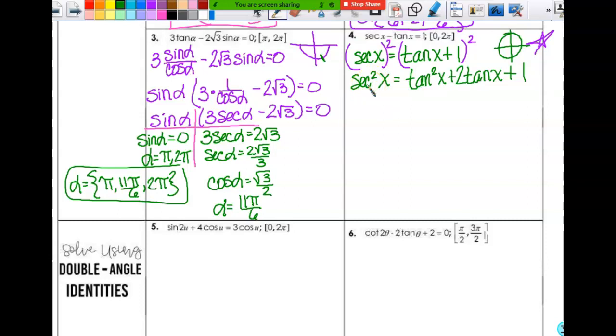So when I look at my Pythagorean identities and I find secant squared, that's equal to tangent squared plus 1. So that's what I'm going to substitute in here. I'm going to make this tangent squared x plus 1. So that's equal to, then I rewrite all this, tangent squared x plus 2 tangent x plus 1. Then when I start to simplify, things start working out nicely. So when I subtract tangent squared from both sides, those zero out. When I subtract 1 from both sides, those zero out.